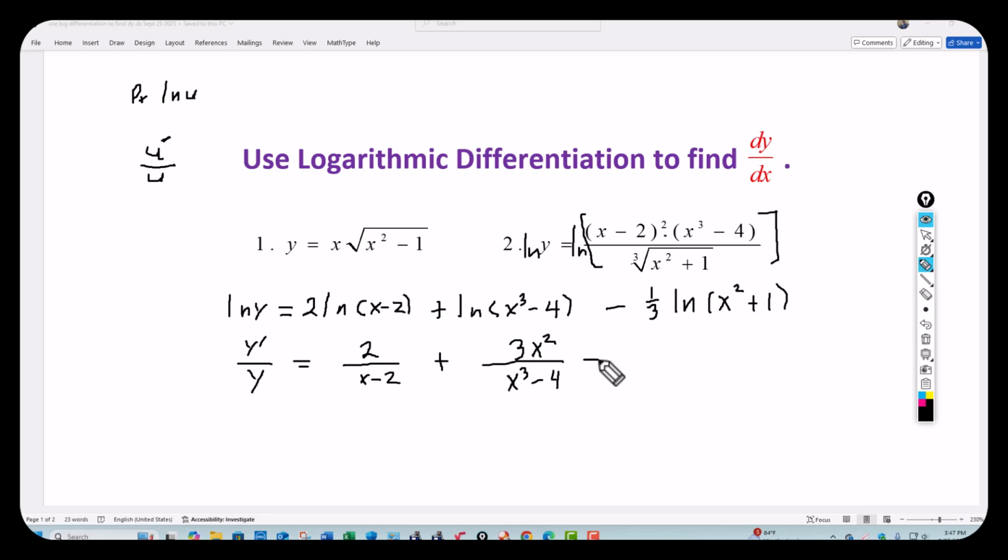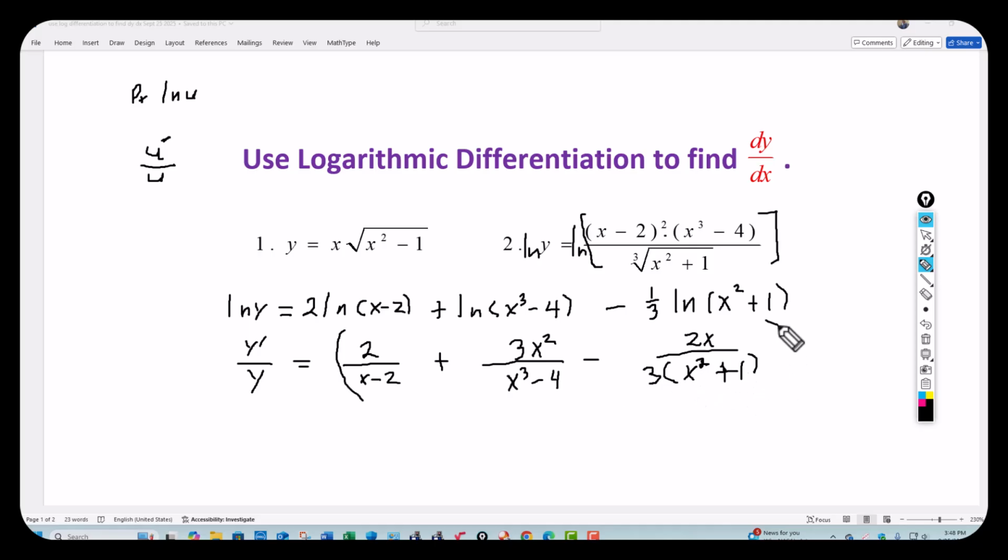Then it's minus, same thing for this one. The u in this case would be x squared plus 1. So that goes in the denominator. In the numerator is the derivative of x squared plus 1, which is 2x. And then you have this 1/3 here, so that 3 multiplies the denominator. So you could rewrite this if you want as 2 over x minus 2 plus 3x squared over x cubed minus 4 minus 2x over 3x squared plus 3 if you multiply that out.